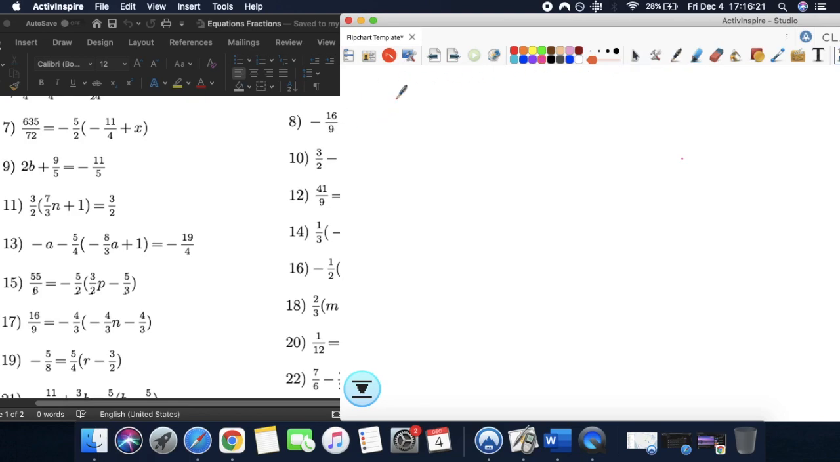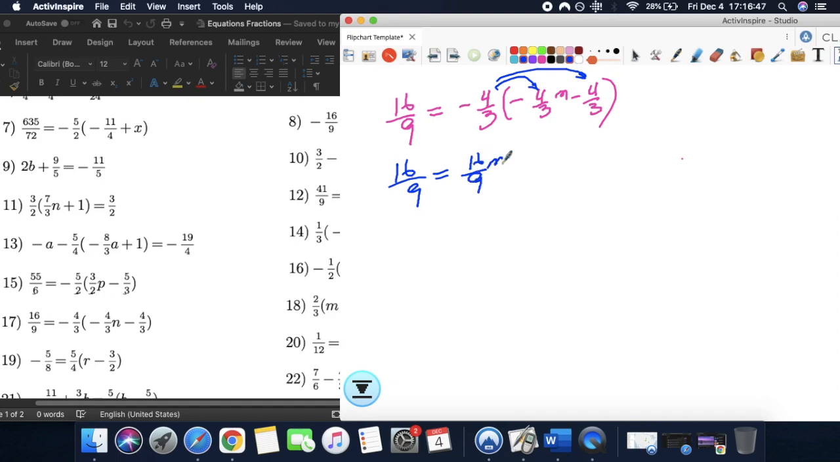So 17 is 16 over 9 equals negative 4/3 times negative 4/3 minus 4/3, and I'm definitely doing the distributive property in this one. Okay, before I multiplied them by the LCM. So 16 over 9 is going to just stay over here. Let's do the distributive property here. So negative and negative is positive, first of all. 4/3 times 4/3 is going to be 16 over 9, n. And then again, the last one is negative times a negative, which is a positive, and 4 times 4 is 16, and 16 over 9.